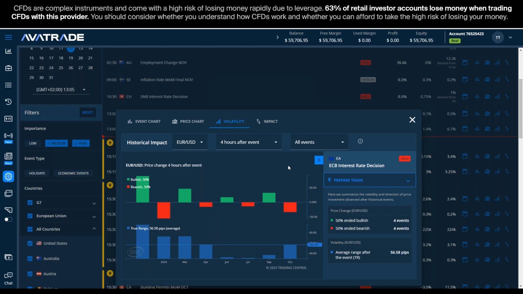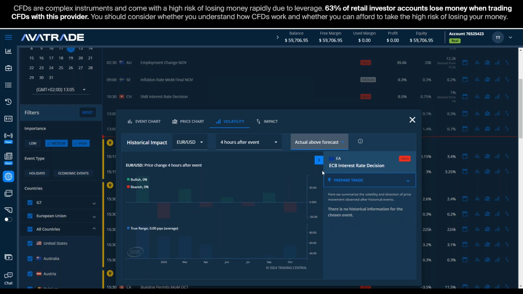Now, if we take a look then at what has happened in the past, usually these come in as expected, right? So if there's an expected certain amount of rate cut, in this case it looks like 0.25%, usually that's the way it comes in. But we can look in the past and see for the interest rate decision what has happened. How many have come in above forecast? None.